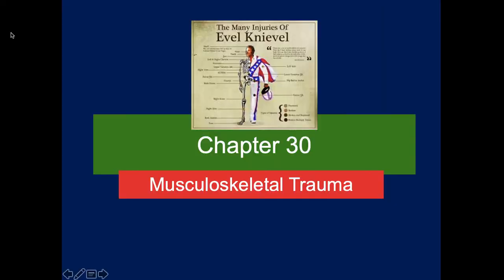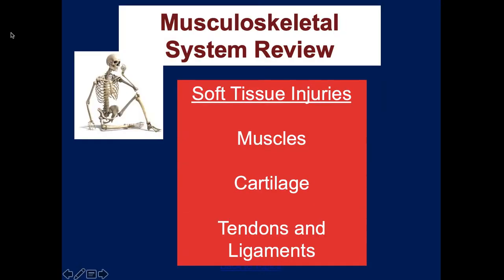This is chapter 30, musculoskeletal trauma. So along with our bones, like you see with Mr. Skeleton right there, we also have soft tissue injuries that can accompany these other injuries. So muscles can be torn, cartilage can be damaged, tendons can be torn, and so can ligaments. So tendons hold muscle to bone, ligaments hold bone to bone, and cartilage is the padding between our joints.